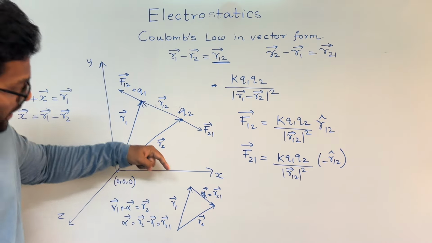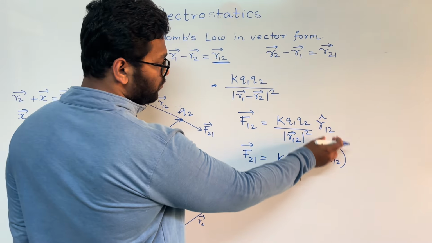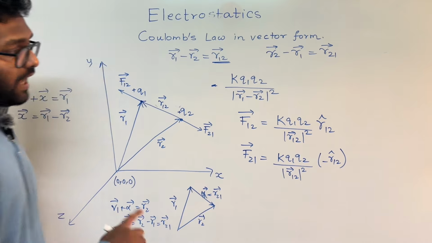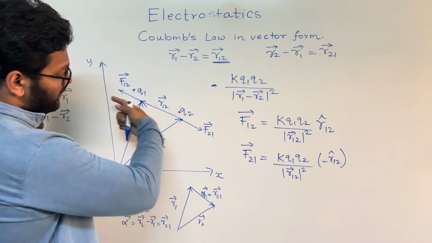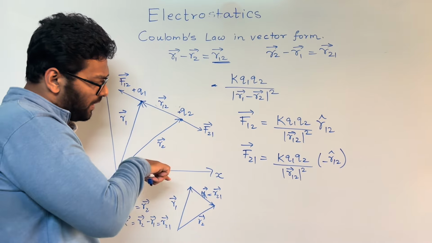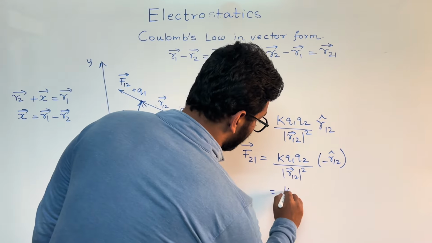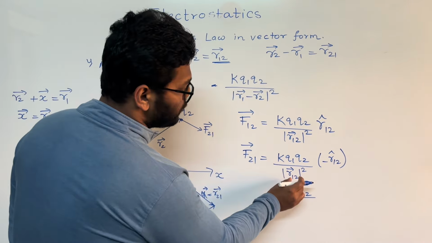So alpha bar is R21 bar, which is in the opposite direction of R12 bar, right? R12 bar is like this, R21 bar is like this. So I can safely say R12 cap with a minus sign is nothing but R21 cap. See, R21 is like this, R12 is like this. If I multiply with the minus sign, it will become R21 cap. Simple logic, right?